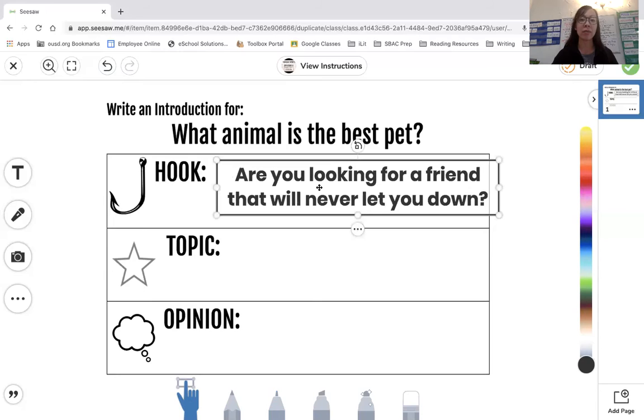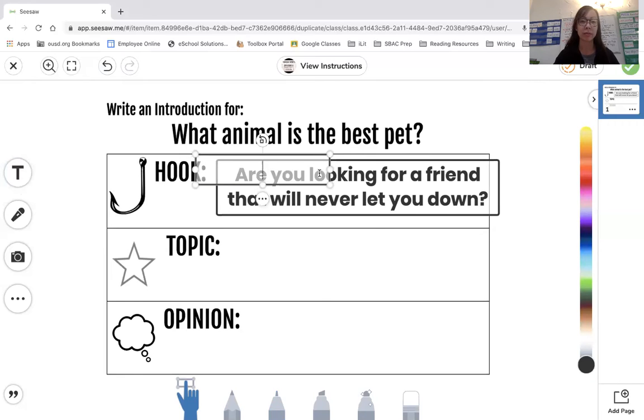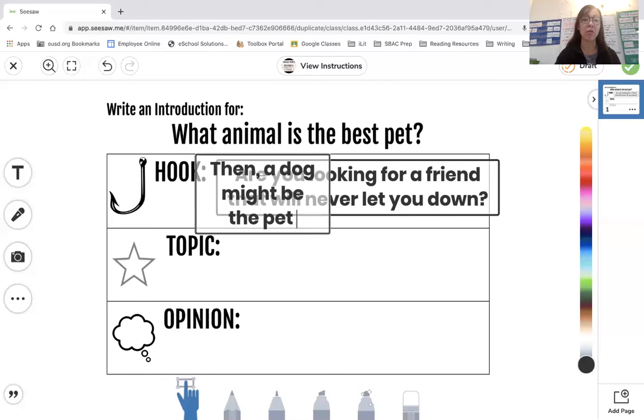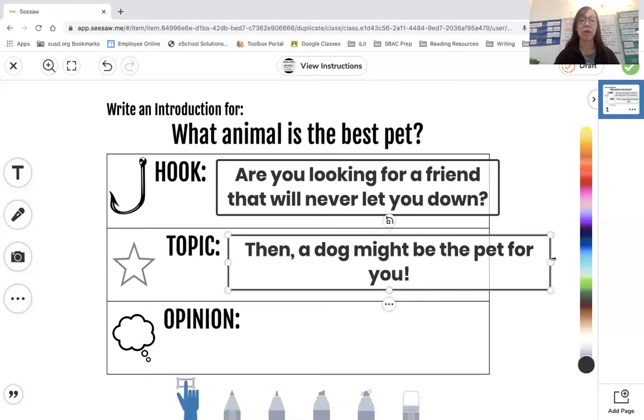The topic is, what animal is the best pet? I'm not going to give my opinion yet. I'm just going to talk about the topic of a best pet. So I'm going to write a new one. When I think about that, I am going to write, then, because I'm answering the question, right? Are you looking for a friend that will never let you down? Then a dog might be the pet for you. I'm going to move it over into the place where it belongs here in topic.